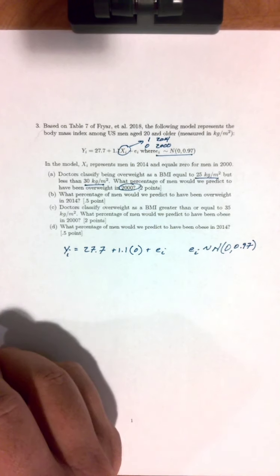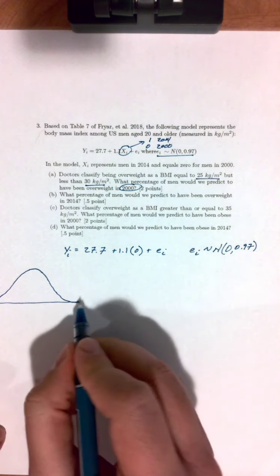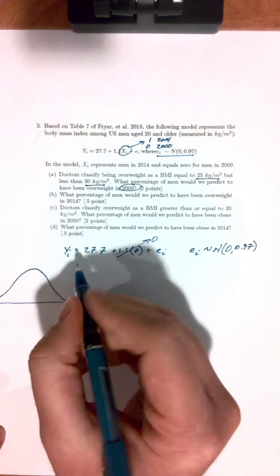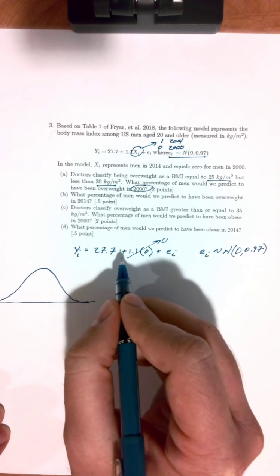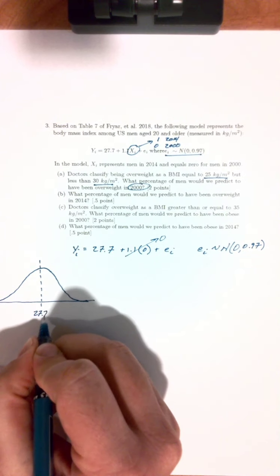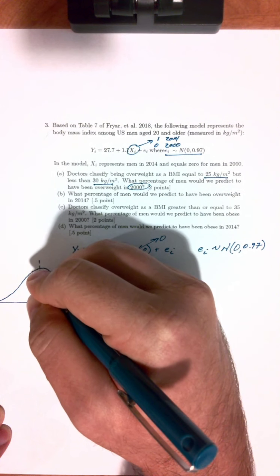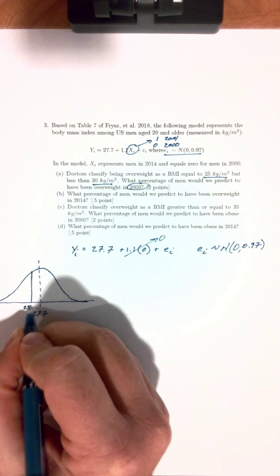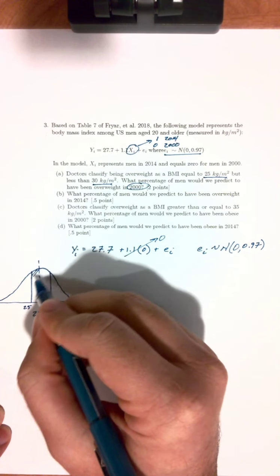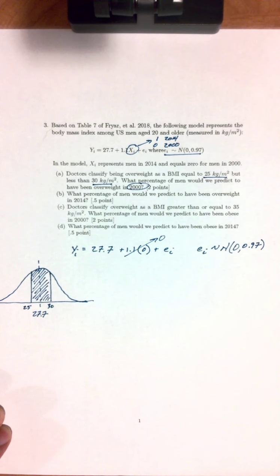Okay, let's start off by drawing our graph. We can look at this model and say that since this is 0, this cancels out. So effectively what we're looking at is a single Gaussian curve with a mean in the middle here at 27.7. And we want to know the probability that a man is between 25 and 30 kilograms per meter squared. So we want to get the area, the probability in this area here. That is our ultimate goal.